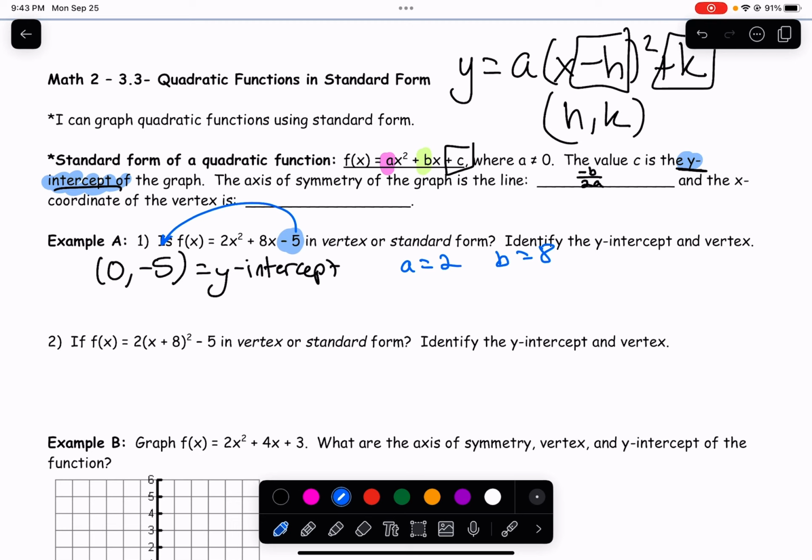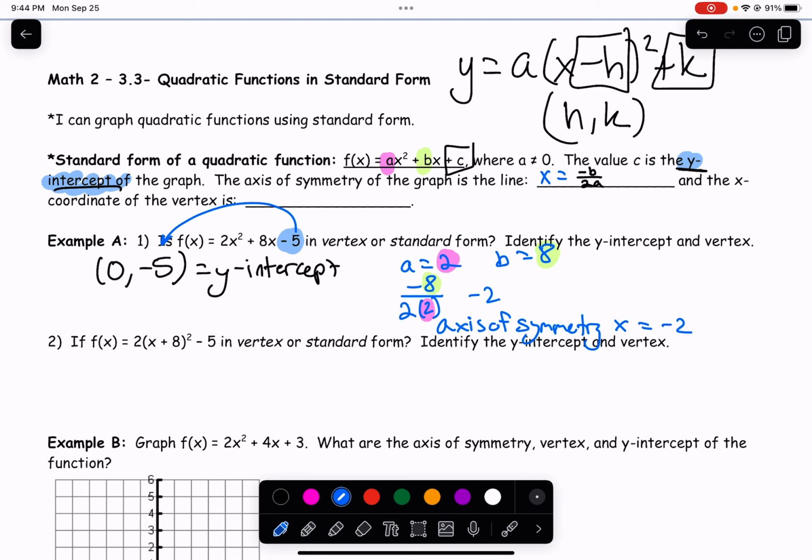So if we are using -b divided by 2a to find the axis of symmetry, I should say x equals, right? Because the axis of symmetry is a line. So we're going to do the opposite of b, because that's -b, all over 2 times your a value, which is 2. So again, I took my a value of 2 and put that in here, and I took my b value of 8 and put it in there. When I simplify this, I get -8 over 4, which is -2. So my axis of symmetry is going to be x equals -2.